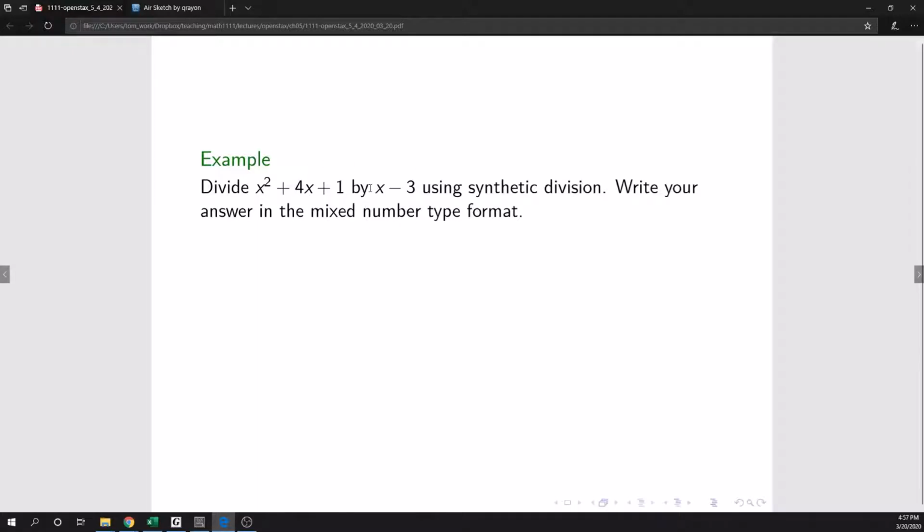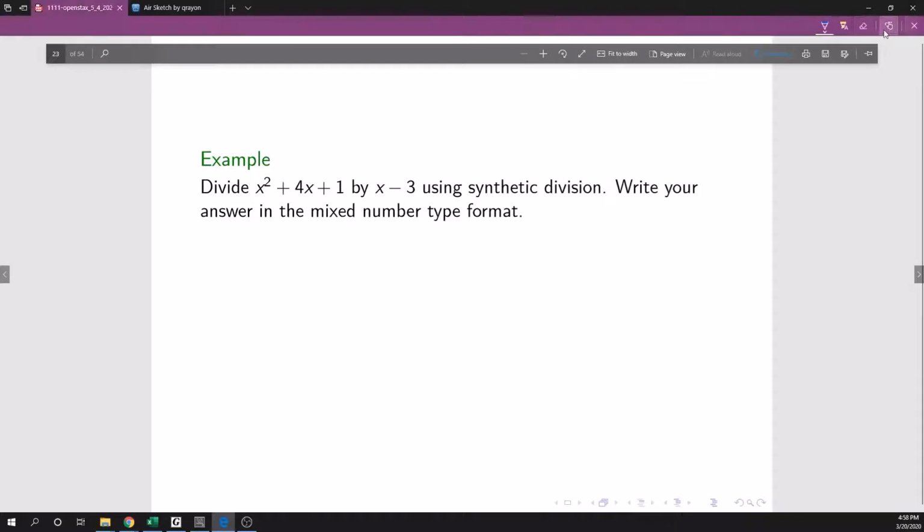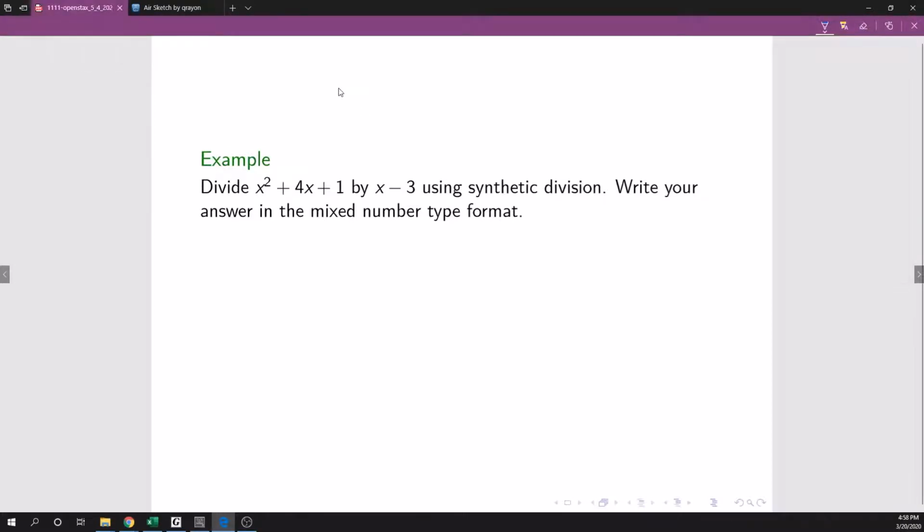Now, the way that you do synthetic division is you only look at the numbers. So the setup is different. With polynomial long division, you have to have the powers of x and everything like that. With this, we're just going to look at this polynomial and put a 1, a 4, and a 1. So this is a 1 here, put a 4, put a 1. That's what it's going to look like.